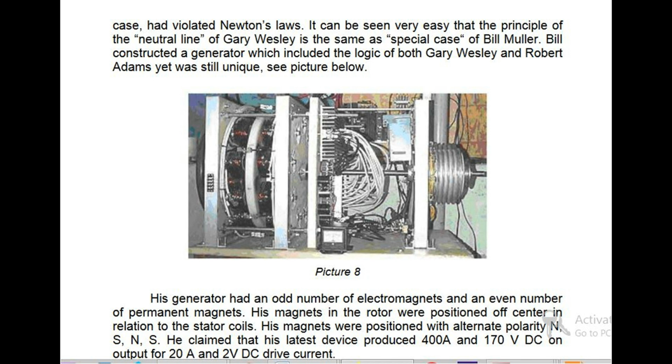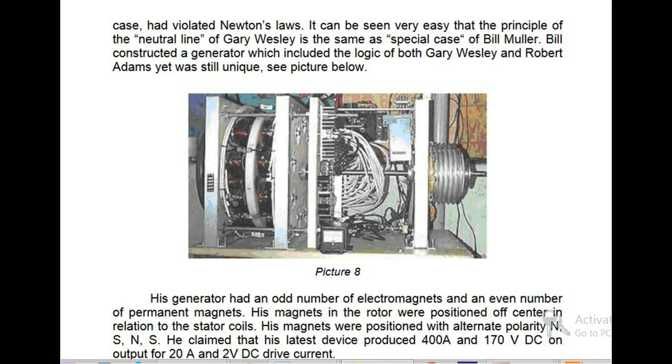Jovan Marjanovic, Basic Principles of Construction for Overunity Electromotors and Generators. The case had violated Newton's laws. It can be seen very easily that the principle of the neutral line of Gary Wesley is the same as a special case of Bill Muller.